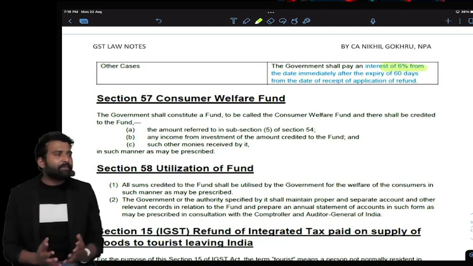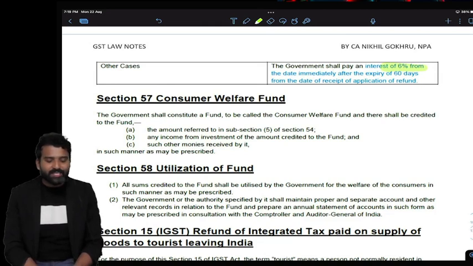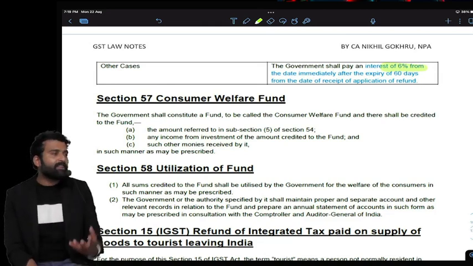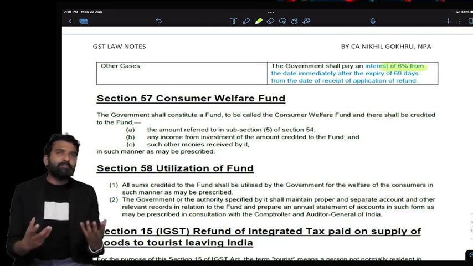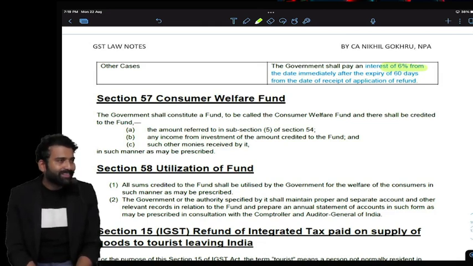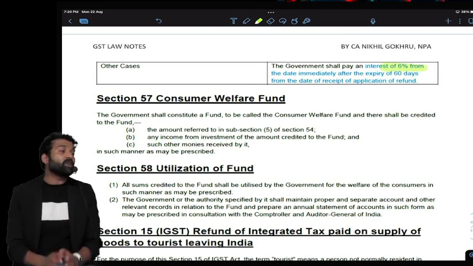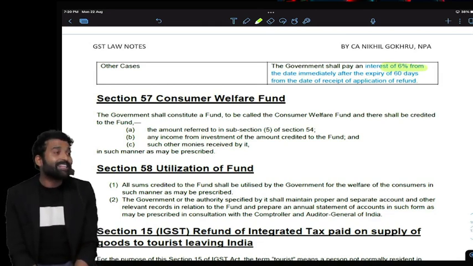I cannot claim refund because I have passed on the burden to the customer. Now what will happen? What will happen with my money? What will happen with the excess tax paid? Actually, it will be transferred to consumer welfare fund. Yeah, this is very important.